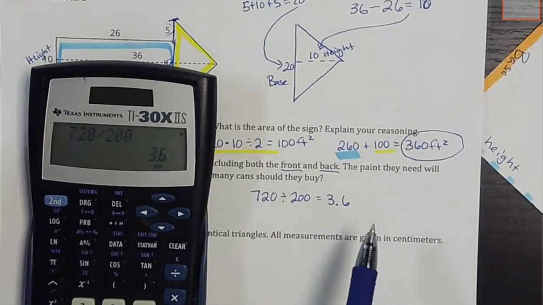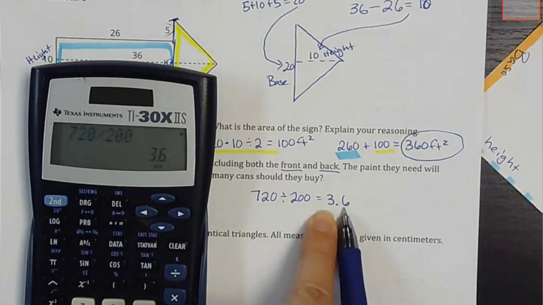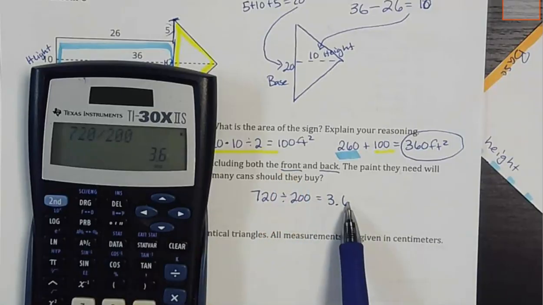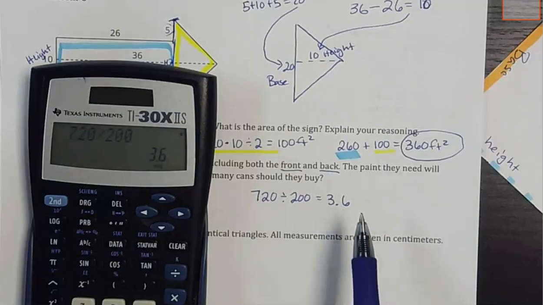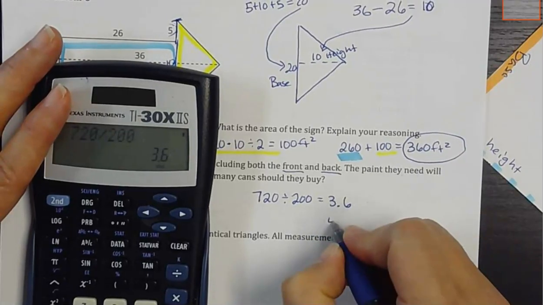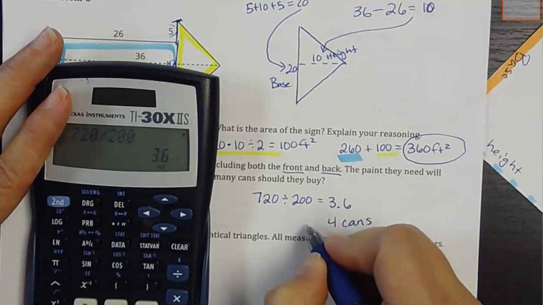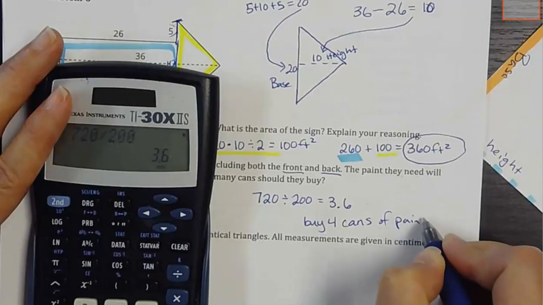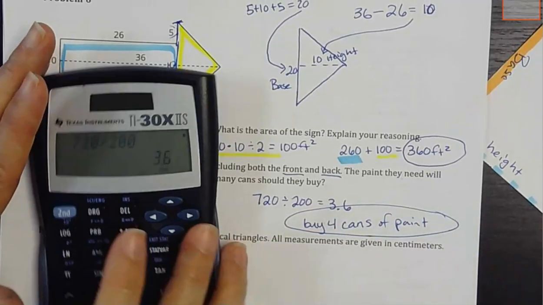So how many cans do you have to buy? We need more than 3 to cover up both sides. It's not a whole number, but we need more than 3 cans, and I can't go into the store and say, please give me 3.6 cans, because they will just look at me like I'm crazy. You can only buy 1 can at a time. So if I only bought 3, I wouldn't have enough. So I need to round up and buy 4 cans of paint to cover up both sides of that sign.